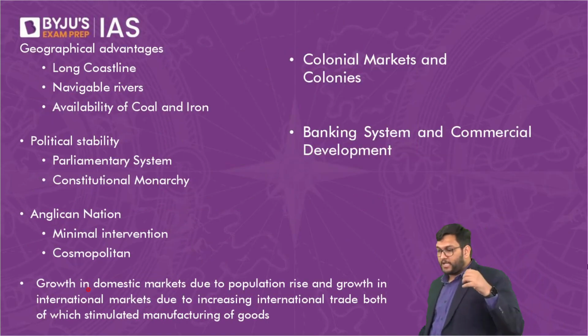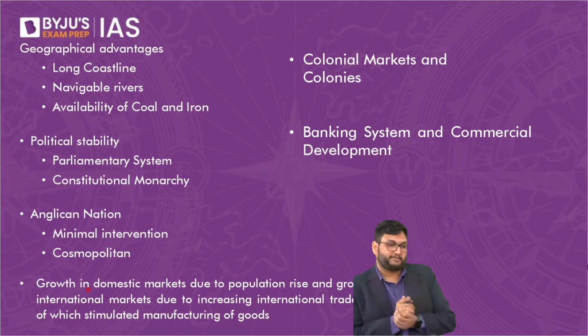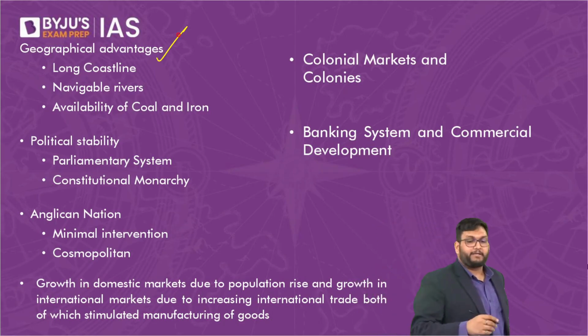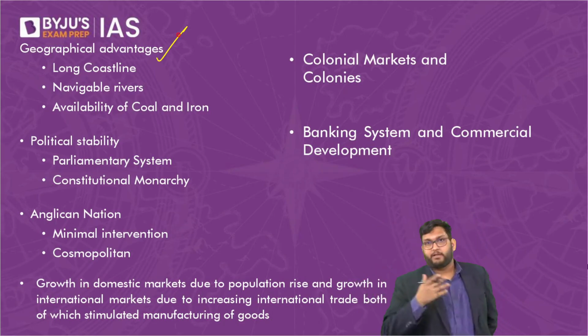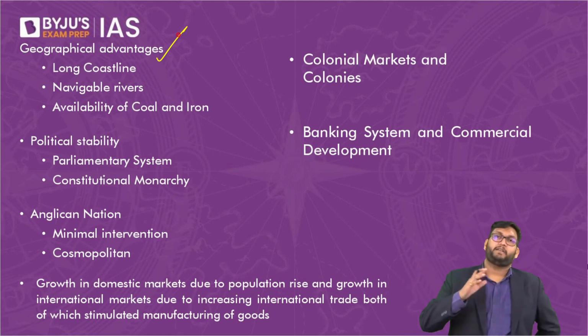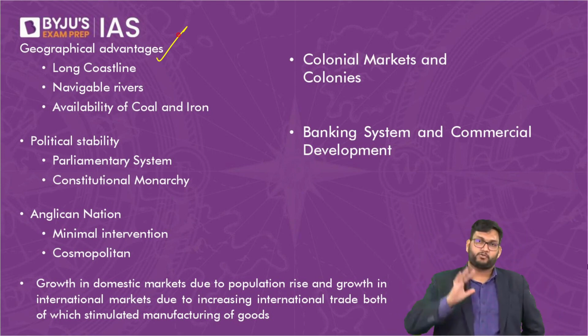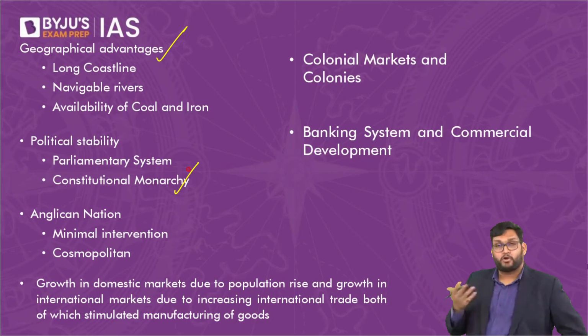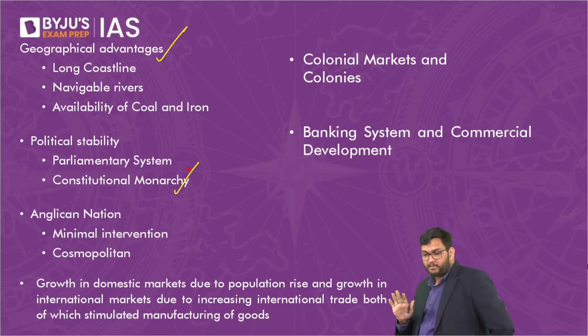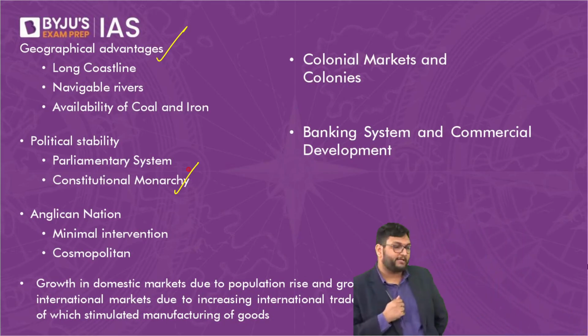And the other things were also interesting. Firstly, that Britain had a very long coastline, very good navigable rivers, which means that it has a very good strategic position when it comes to geography. It also has a constitutional monarchy, very politically stable, which is not true for France in that regard.